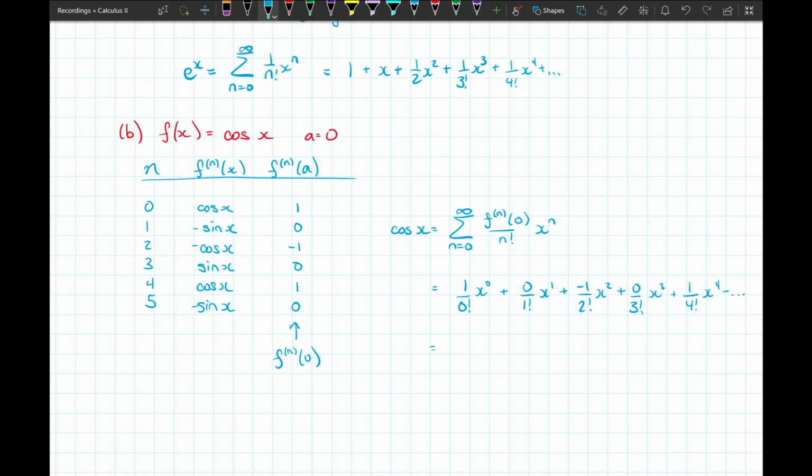All of the odd terms have coefficients equal to 0, so this simplifies just down to 1 minus x squared over 2 factorial plus x to the 4 over 4 factorial, and we can continue that pattern on. Now let's see if we can take this particular pattern with powers of x that are always even and denominators that are just simply the even factorials and come up with a better formula for cosine x.